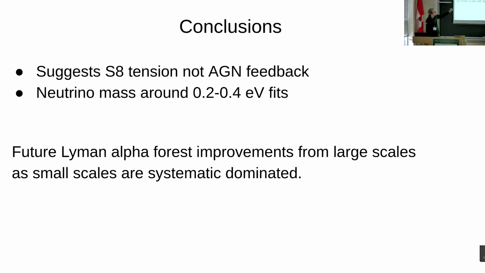If we're looking to the future of the Lyman-alpha forest, the small scale measurements that lead to dark matter constraints are kind of systematics dominated at this point, so they're unlikely to get an order of magnitude better. However, on large scales, there are new surveys that are able to measure larger scales, and that will provide more data in the next decade or so.